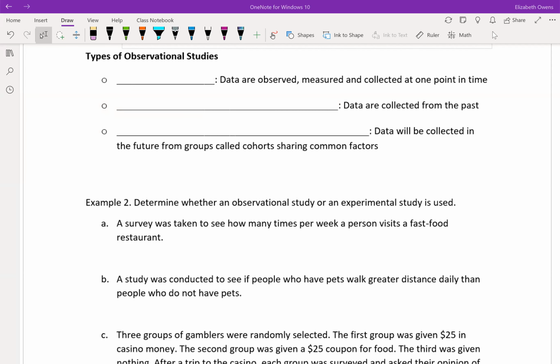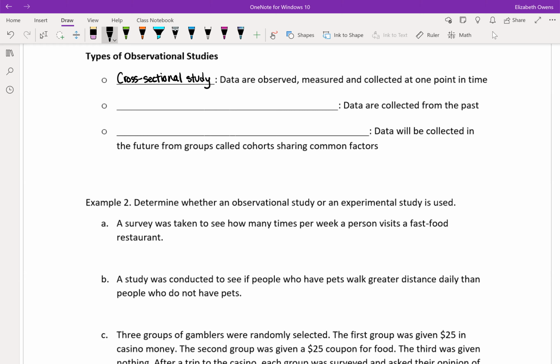Now we're going to look at types of observational studies. This first type, I don't know if they mention it explicitly in the text, is called a cross-sectional study. We're just going to look at one moment in time, one particular cross-section of time. Data are observed, measured, and collected at that particular point in time. So this is perhaps the here and now of observational studies.